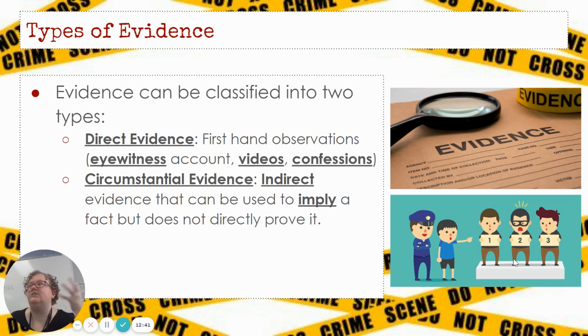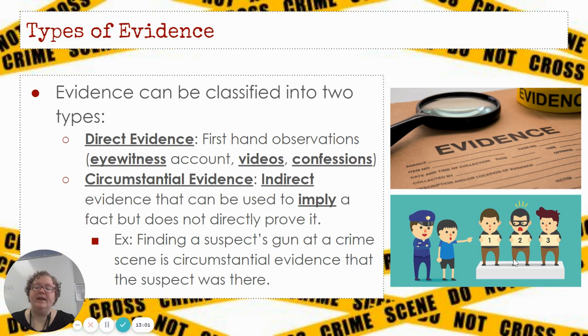For example, someone's fingerprints could be on a doorknob. That doesn't mean that they used that doorknob to enter the crime scene. It could have meant they were there the day before, or an hour before, or an hour after, right? We just know that they were in the area. It doesn't prove they did anything. It just implies that they were there at some point.